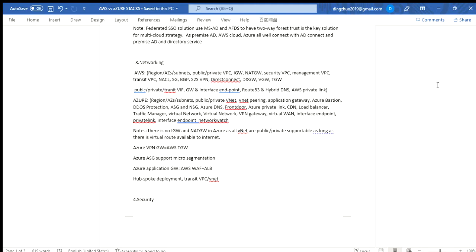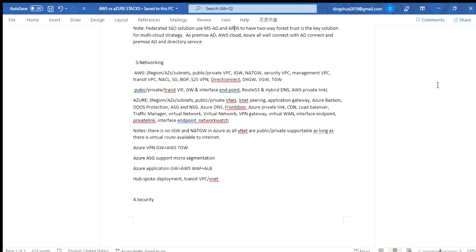Now AWS, when we consider the network solution, we're going to consider the region, availability zone, subnets, public-private VPCs, internet gateway, NAT gateways, and also security VPCs, management VPCs, transit VPCs, NACL, security group, BGP, site-to-site VPN, Direct Connect, Direct Connect gateways, virtual gateways, transit gateways.